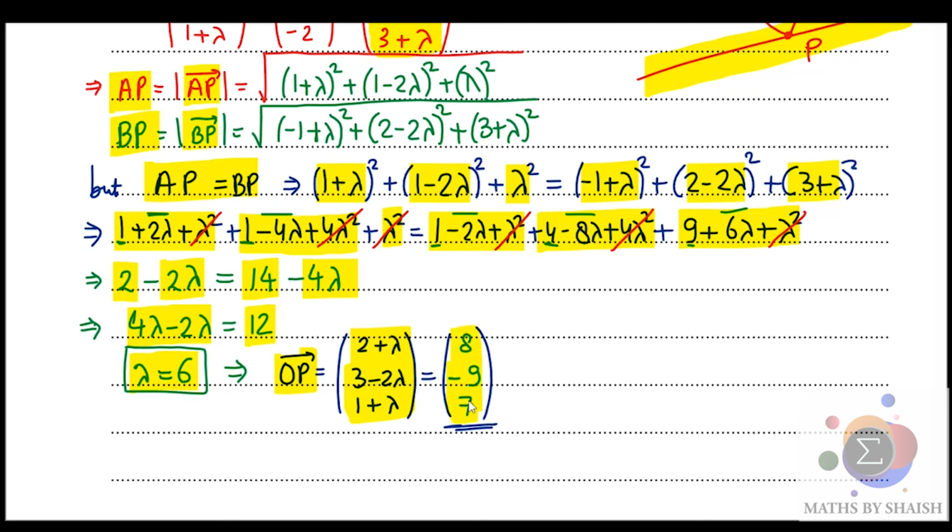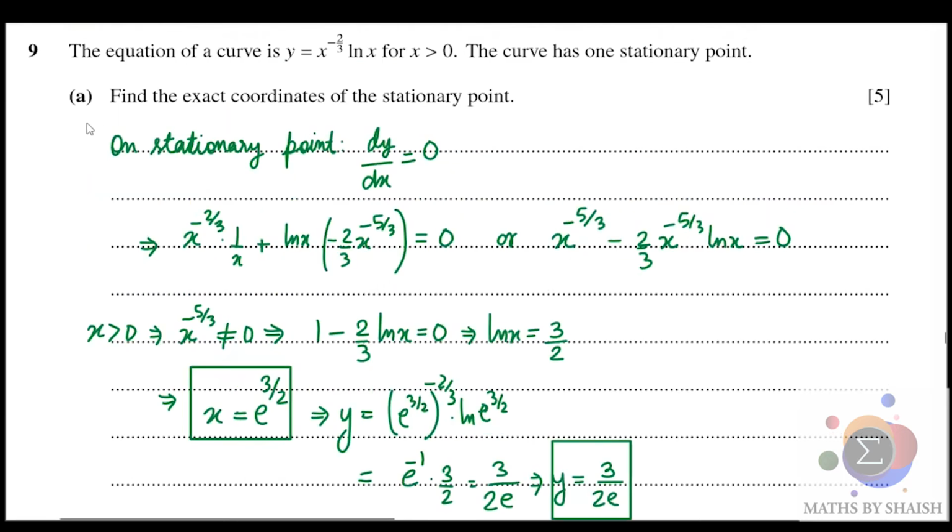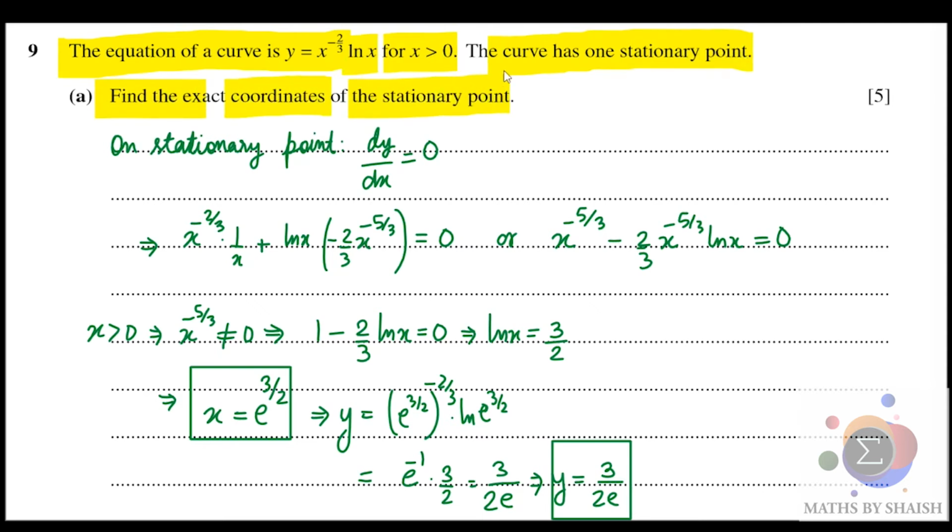And that's the position vector. Here's question number 9. The equation of the curve is y equals x to the power minus 2 by 3 ln x for x greater than 0. The curve has one stationary point. Find the exact coordinates of the stationary point. So it has only one stationary point.